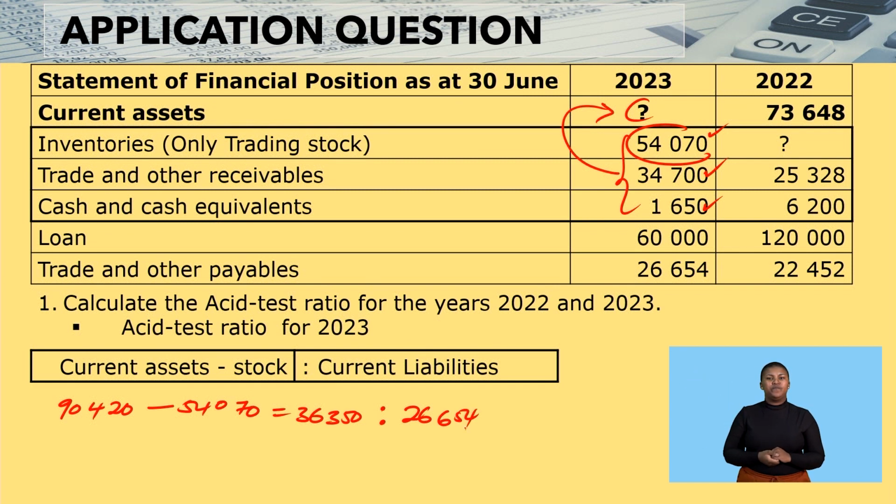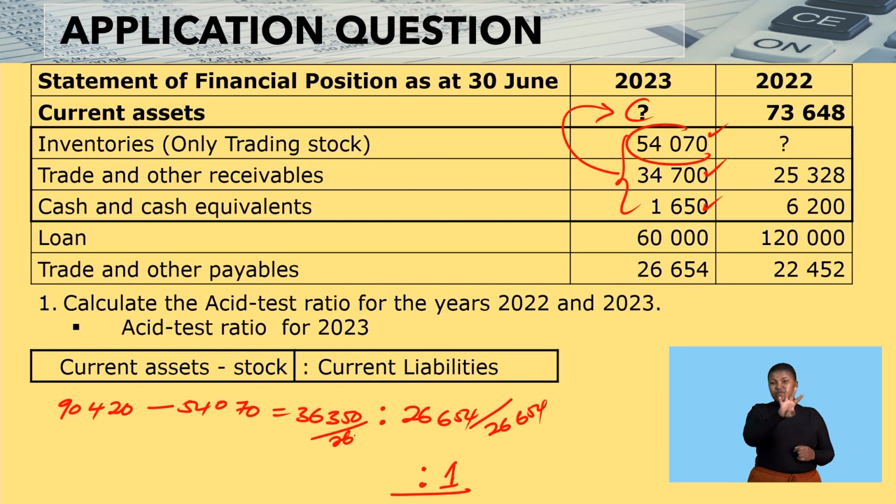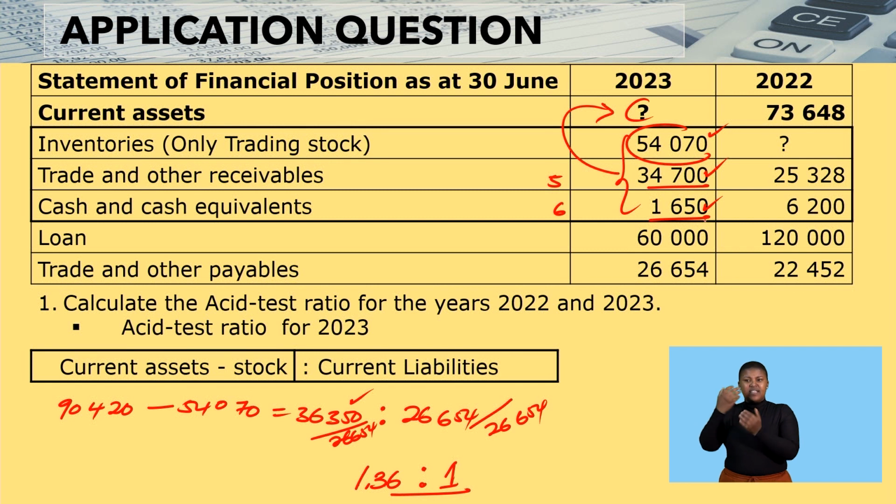My answer has to be S21. So that means I divide this by 26,654. My answer therefore becomes 1.36 S21. I could have got this 36,350 another way, whereby I would have added again my note 5 and note 6, 34,700 and 1,650. That would have given me 36,350.